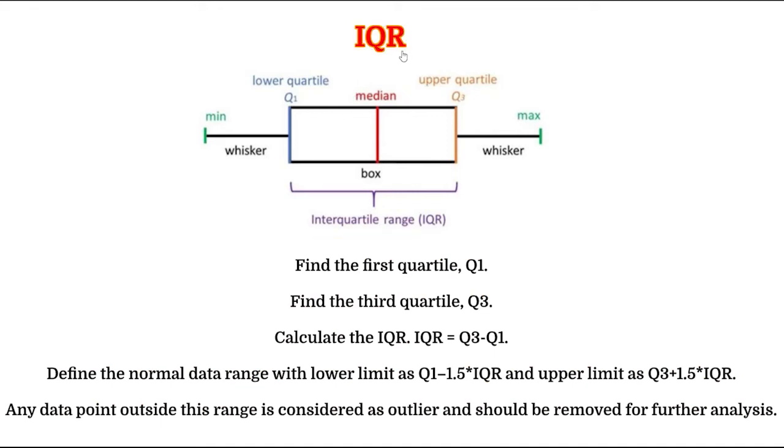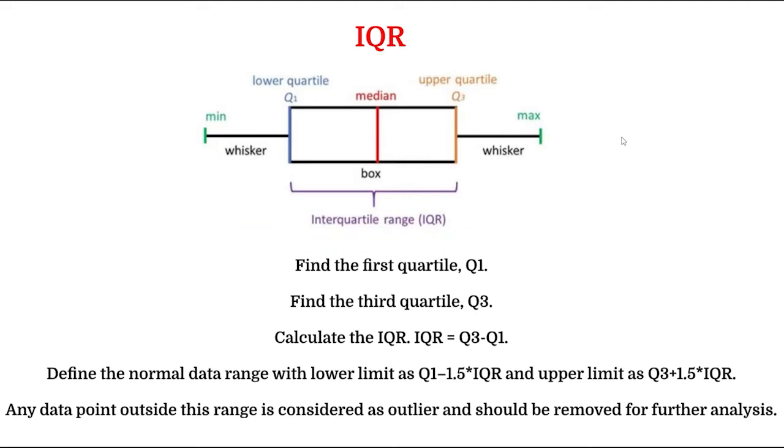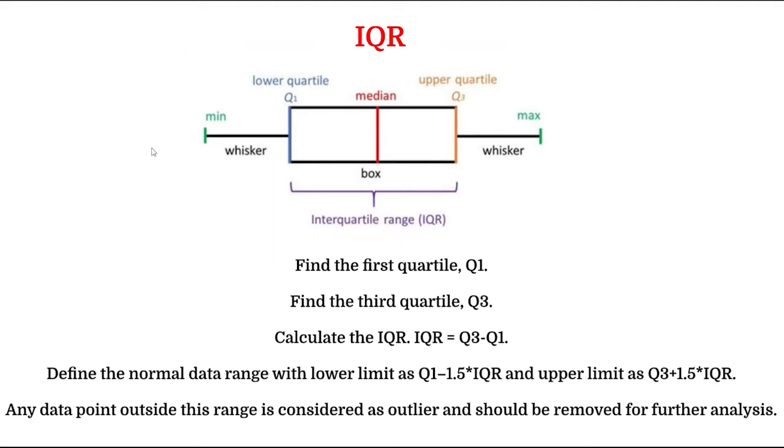IQR stands for Inter-Quartile range. This is demonstrated by a box plot here. The typical box plot has the lower whisker, the lower quartile, that is Q1, the median, that is Q2, the upper quartile, Q3, and the upper whisker area. It also has the minimum and the maximum value marked here. Anything above this max value is considered an outlier, and anything below this minimum value is also considered an outlier.